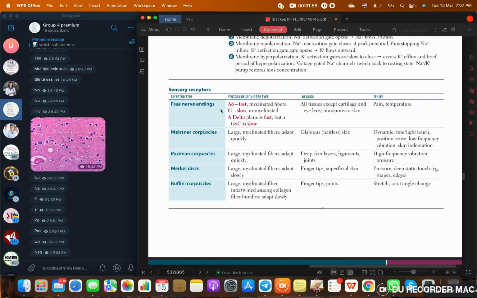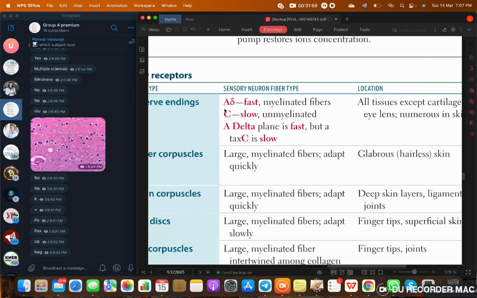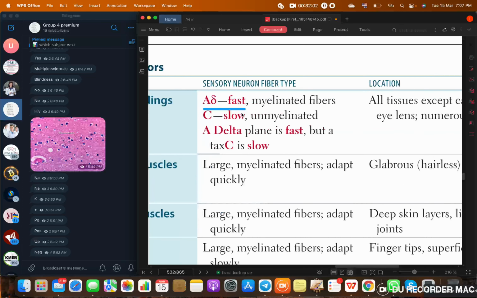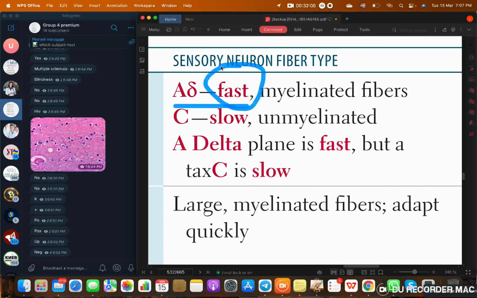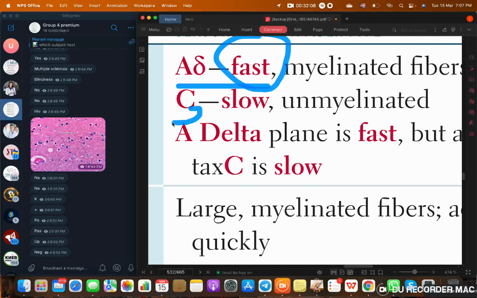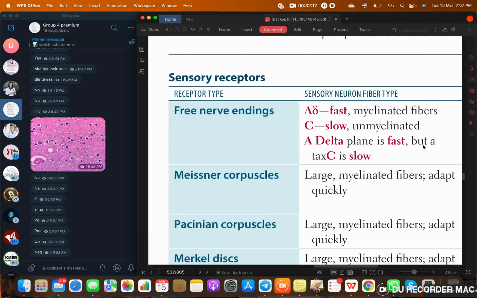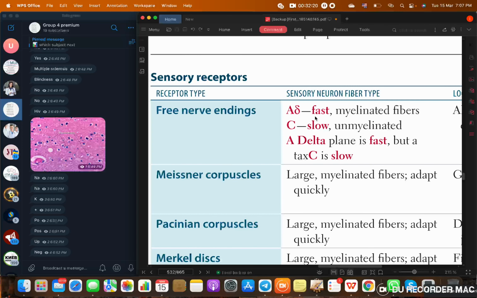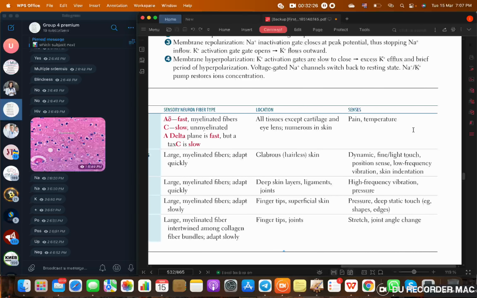Okay, so free nerve endings. So you can see there is the A-delta and the C fibers. The A-delta fibers are considered fast, while the C is slow. Think of airplanes: delta planes are fast, but at the taxi stage they are slow. Why is it faster? Because it's myelinated. Why is it slow? Because it's unmyelinated. So the myelination makes it faster. Why? Because it helps the signal jump between different points, using the nodes of Ranvier, if you remember.